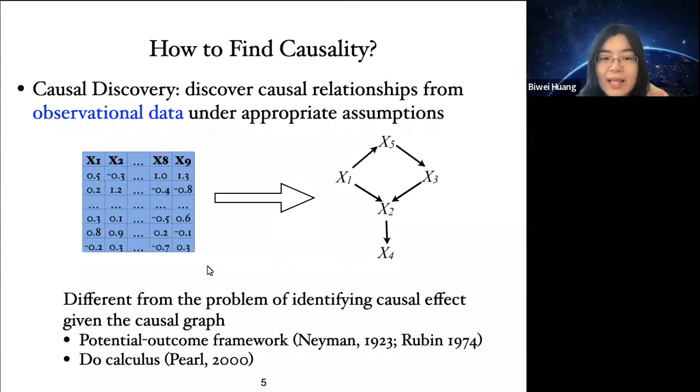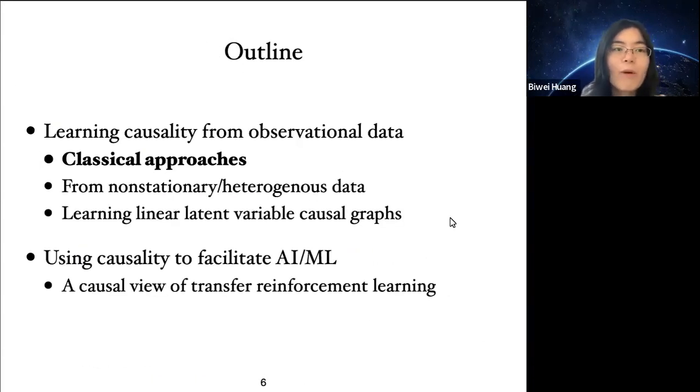Also, I'd like to mention that it is different from the problem of identifying causal effect given the causal graph, which is usually based on the potential outcome framework or the do-calculus framework. In this talk, I will focus on identifying the causal graph. The organization of the talk will be as follows. I will first show classical approaches in learning causal relationships from observational data. Then I will introduce recent developments in causal discovery from non-stationary or heterogeneous data and causal discovery for learning linear latent variable causal graphs. Then in the second part, I will show how to leverage causality to better understand tasks in machine learning and AI. In particular, I will take transfer reinforcement learning as an example.